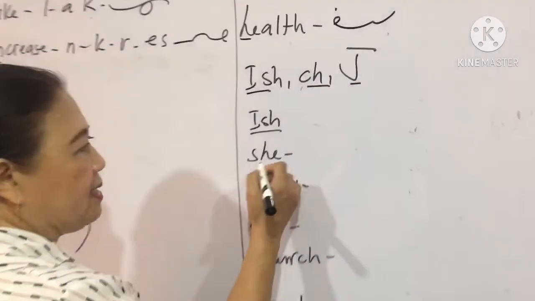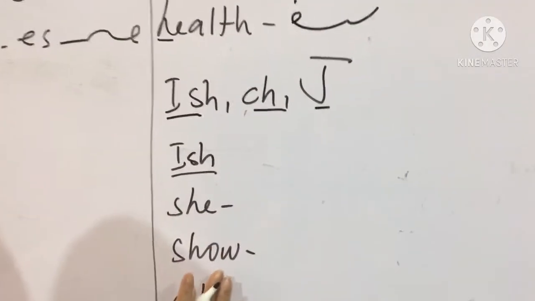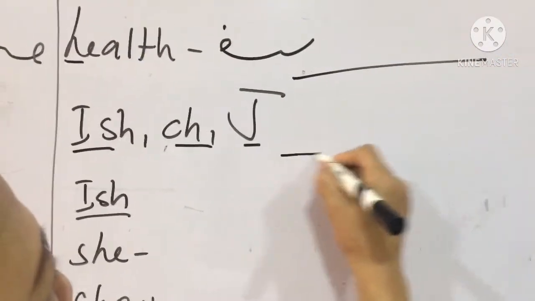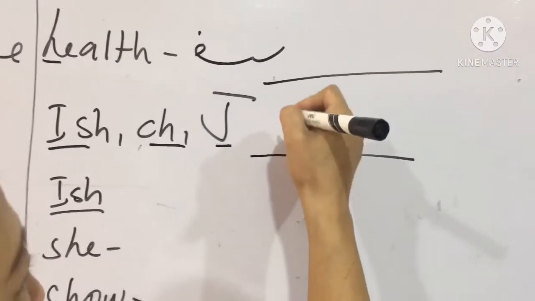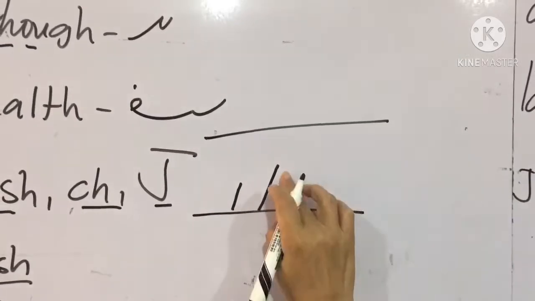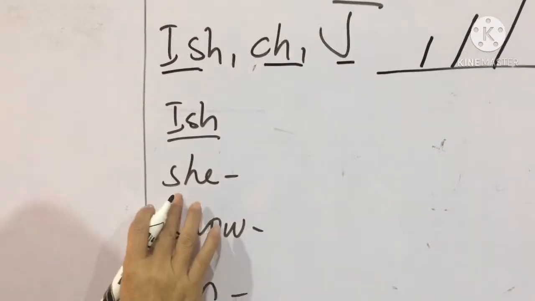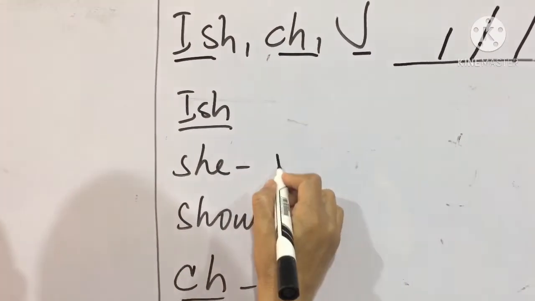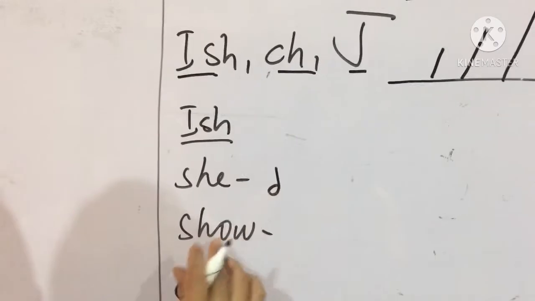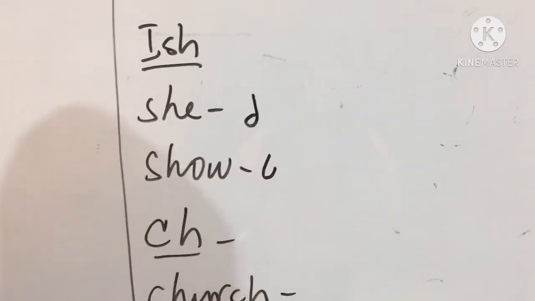For the ISH, we have she. The sounds of ISH: she, show. This family is a downward, straight, slant stroke. We have ISH, quarter, half, and the J can occupy the whole space. For the word she, ISH and clockwise E. Show, ISH and O. For the CH.